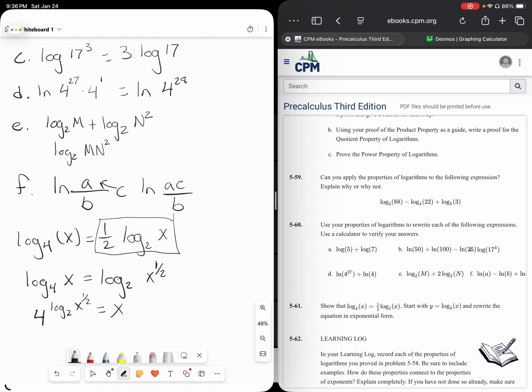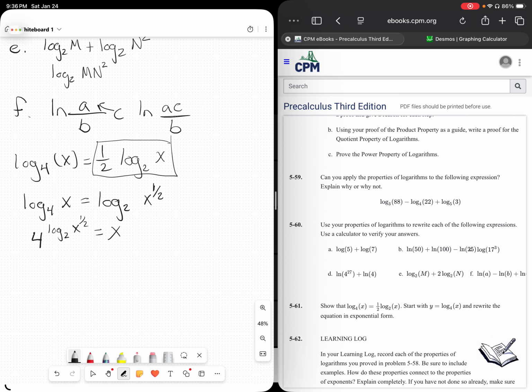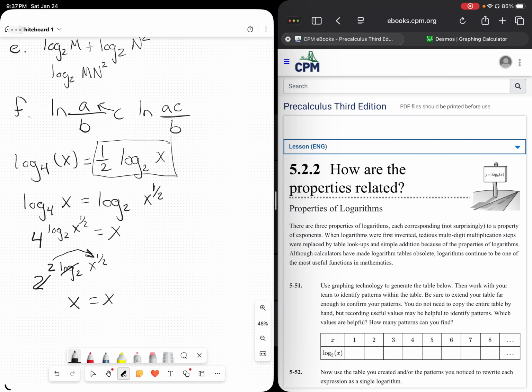Okay, but here's the deal. In order to cancel that, like in our previous lesson, this needs to be 2 to some power, right? So 2 to the log base 2 of x to the 1/2. So these cancel, but this 2 comes inside, right? Remember, it's an exponent. So 2 times 1/2 is actually 1. So this leaves you x equals x, right? So they are equivalent, and that's what we were trying to prove there. So this is lesson 522.